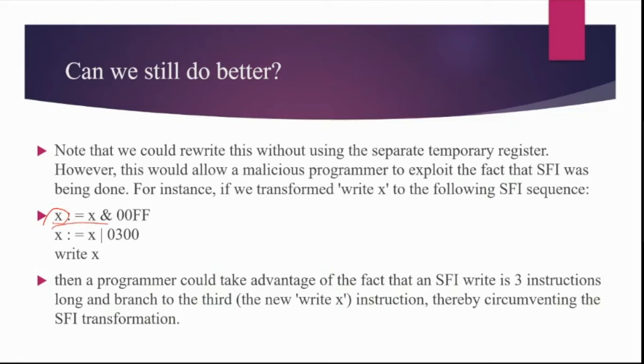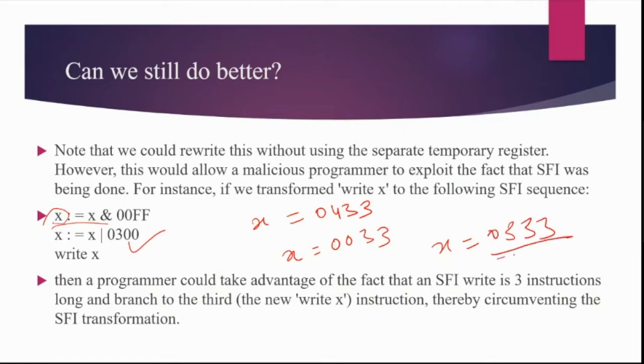So let's see. Instead of using the temporary variable, we can replace x. The initial value of x is 0433. Later on, if you perform the AND operation, it will become 0033, and when we execute the next line, the value of x will become 0333, which is considered to be safe.